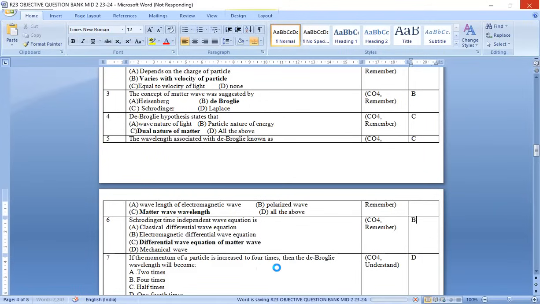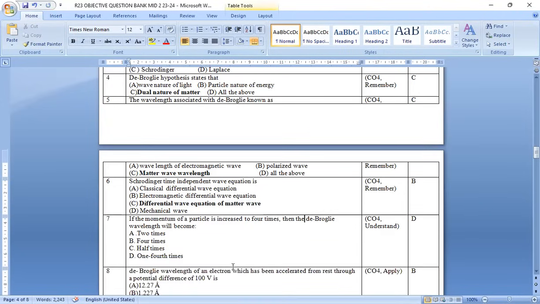Coming to, if the momentum of a particle is increased 4 times, then the de Broglie wavelength becomes: A, 2 times; B, 4 times; C, 1/4 times. Option D is the correct answer.